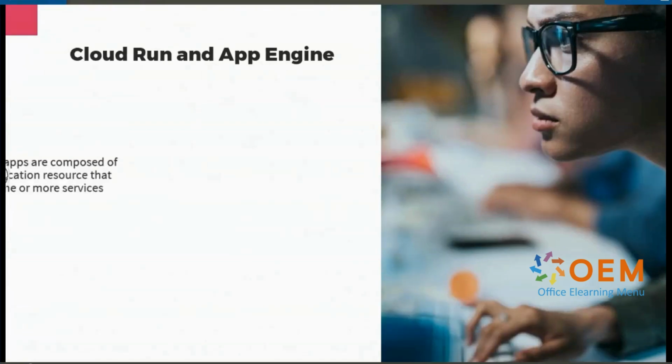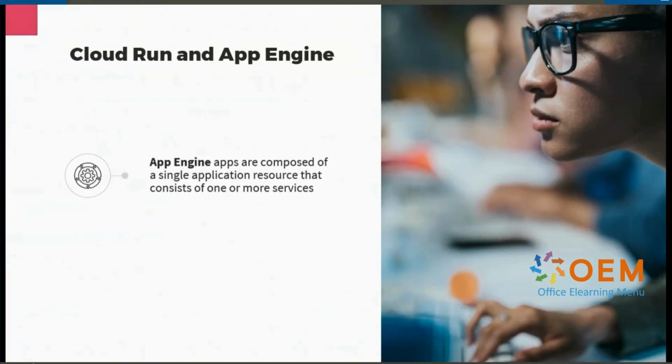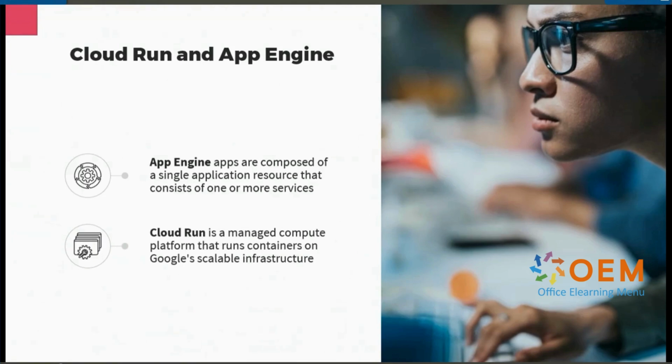Today we'll be discussing two essential services on Google Cloud, Cloud Run and App Engine. First, let's talk about App Engine. App Engine apps are composed of a single application resource that can consist of one or more services. This makes it ideal for developers who want to focus on the code without having to worry about the underlying infrastructure and all the management that goes with it.